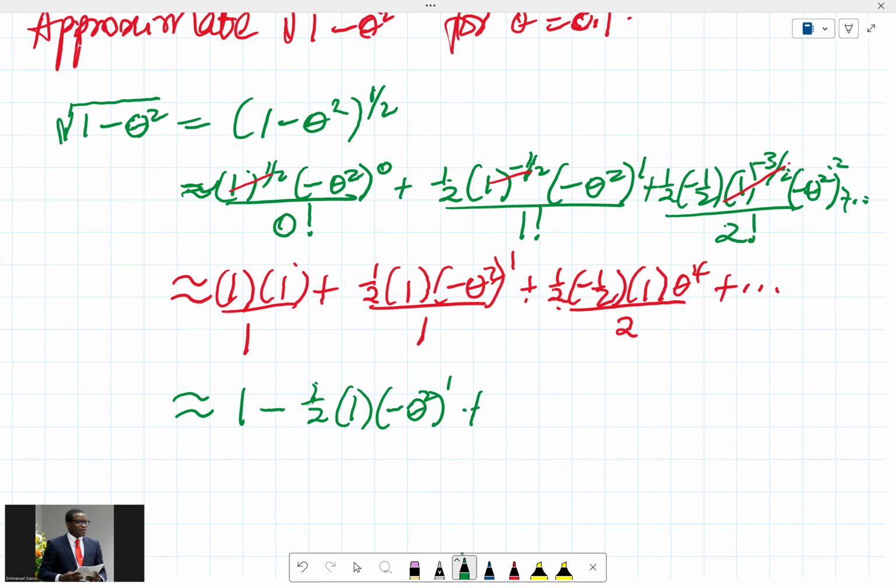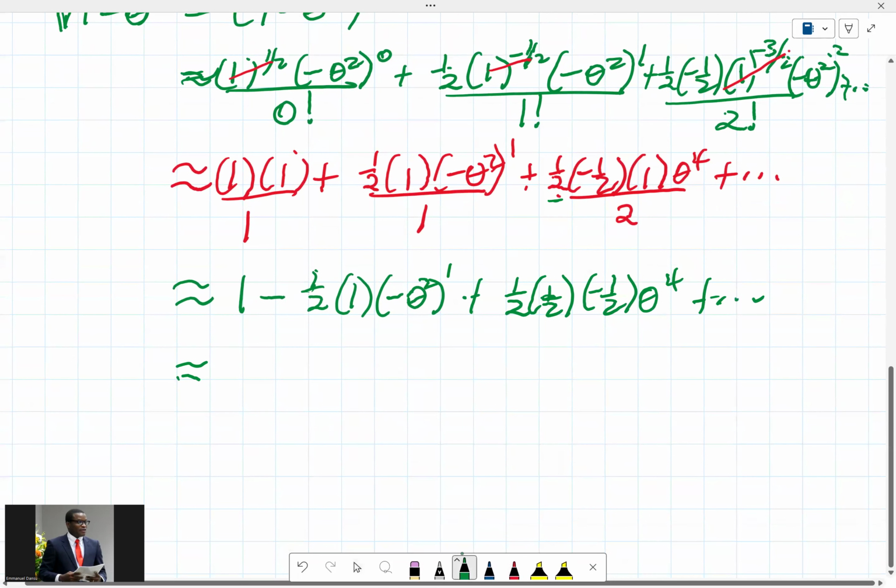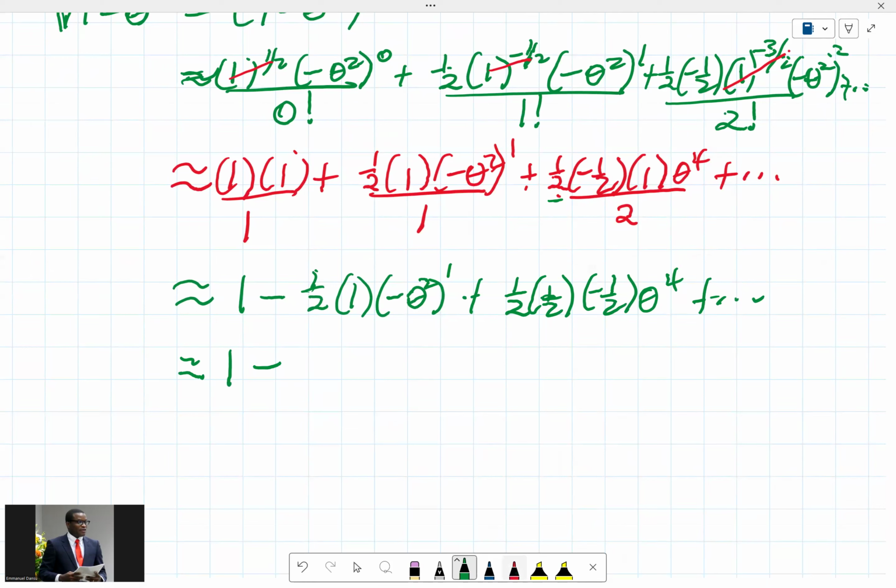Then plus, now this 2 under, we can bring it up as half. Then this half that was there before is still there. Then we now have that minus half. Then 1 is there, theta raised to power 4, and all of that will go. So this is approximately 1 minus, oh sorry, this is actually plus, right? Okay, so now this is approximately 1.